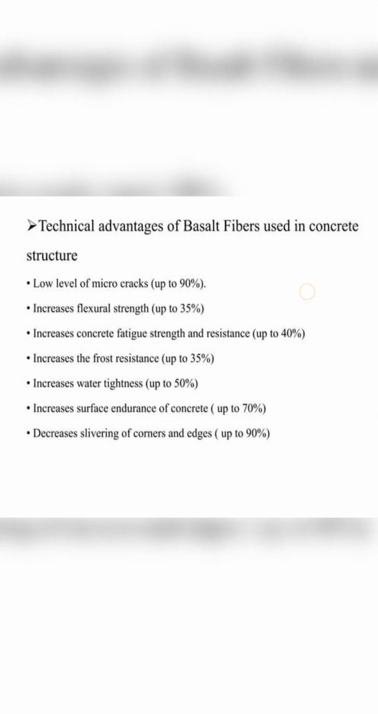Technical advantages of basalt fibers used in the concrete structure: it has a low level of micro cracks and it increases the flexural strength up to 35%. It increases the concrete fatigue strength and resistance up to 40% and frost resistance up to 35%. It has water tightness up to 50% and increases surface endurance of concrete up to 70%. The slivering of corners and edges is decreased up to 90% by the use of basalt fibers.